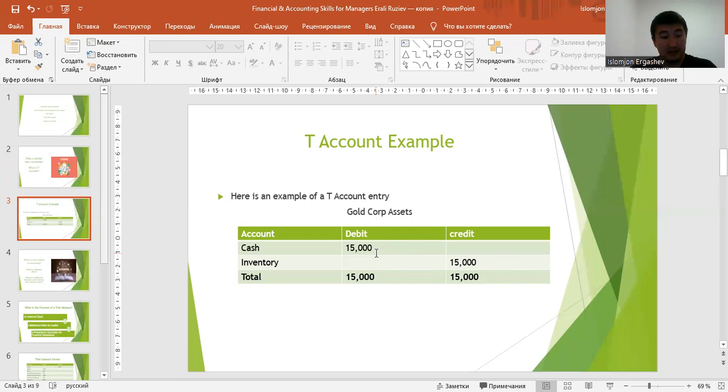Okay, debits decrease liability, revenue or equity accounts, while credits increase them. They must always balance each other out.